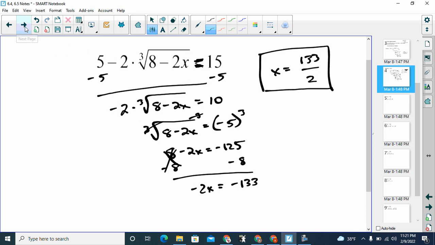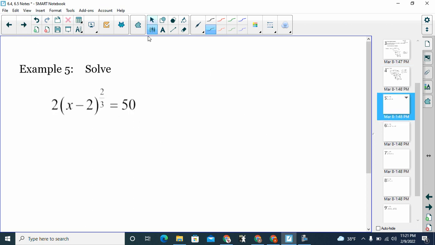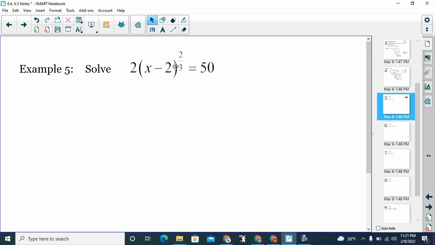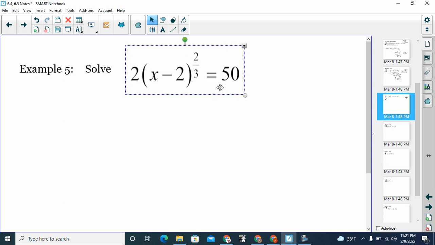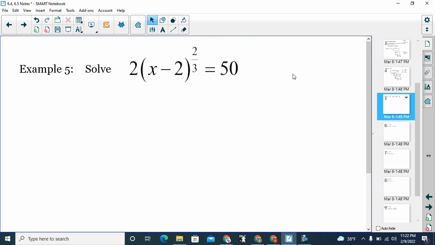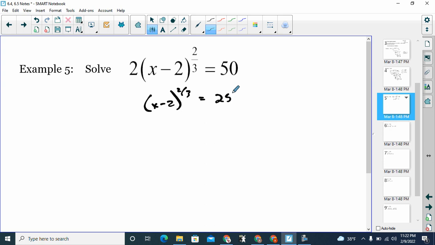Next two examples are a little bit different. Example 5 asks us to solve 2 times the quantity x minus 2 to the 2/3 power is equal to 50. First step, divide both sides by 2. X minus 2 to the 2/3 is equal to 25.